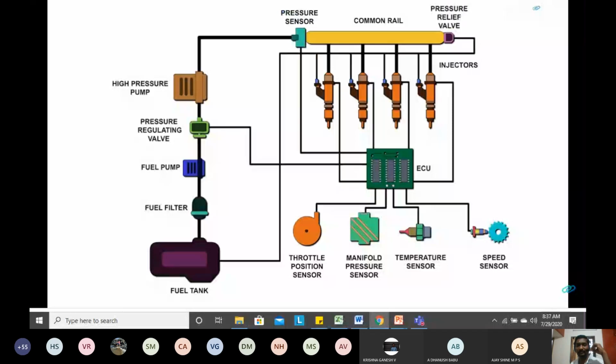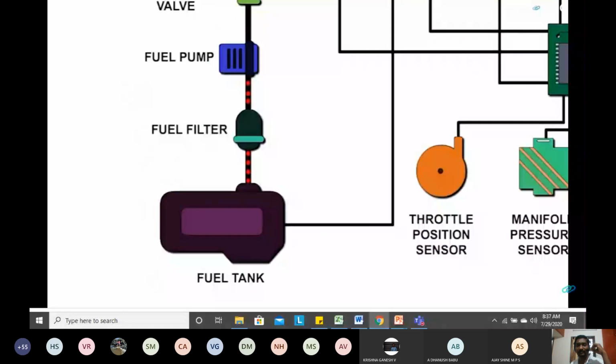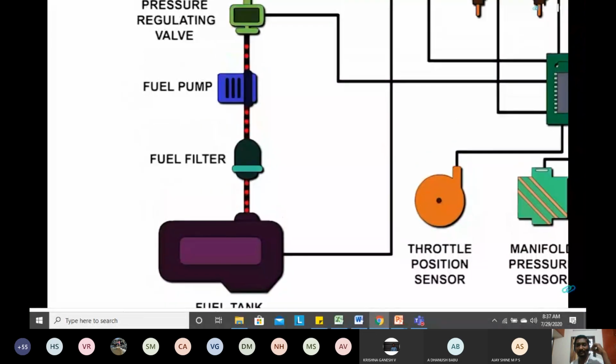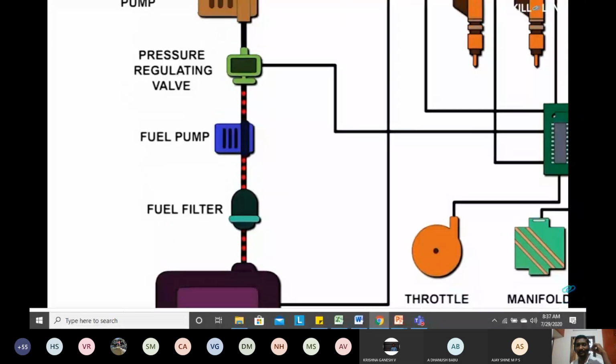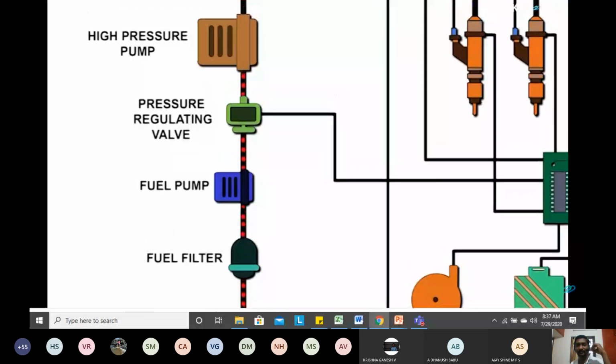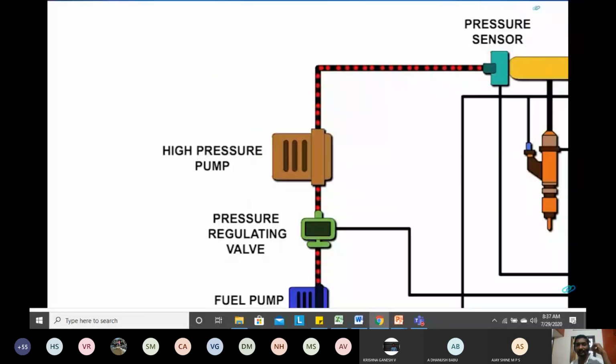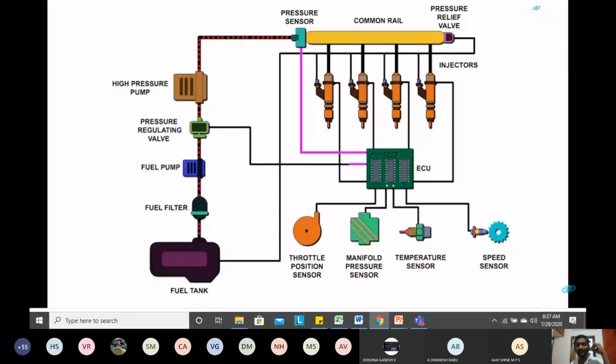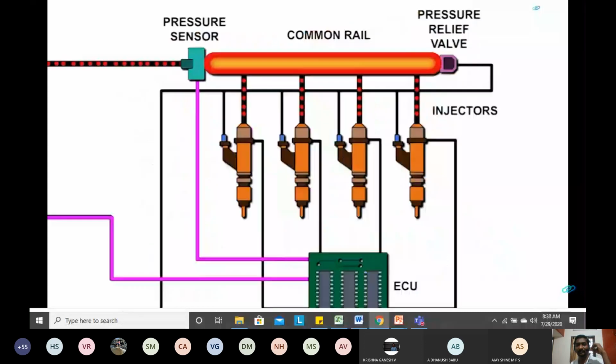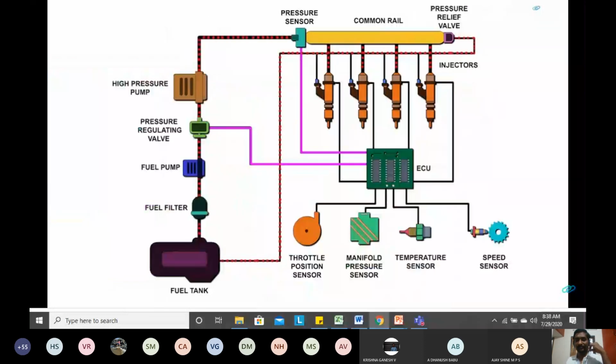the fuel tank. The fuel stored in the fuel tank is fed to the filter and is then pumped by the fuel pump. The high pressure pump further increases the pressure of the fuel. On receiving the signals from the pressure sensor, the ECU controls the pressure regulating valve to supply the required amount of fuel. The pressurized fuel from the pump reaches the common rail, which acts as a pressure accumulator and sends the fuel to the individual injectors. If excess pressure gets created in the rail, the pressure control valve will release fuel back to the tank.